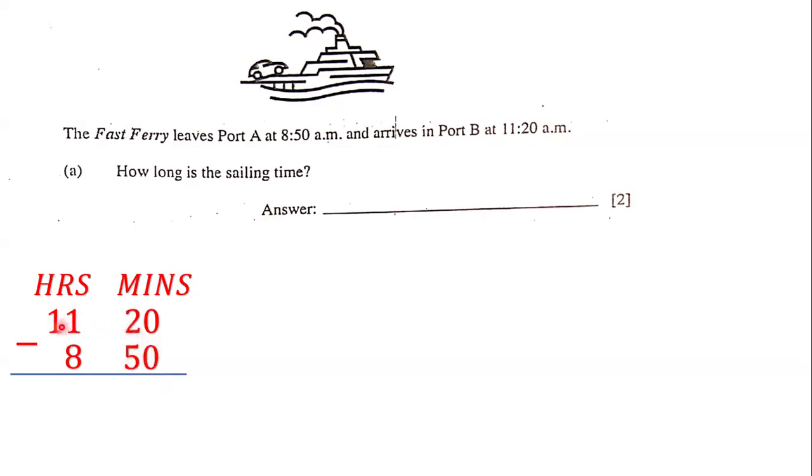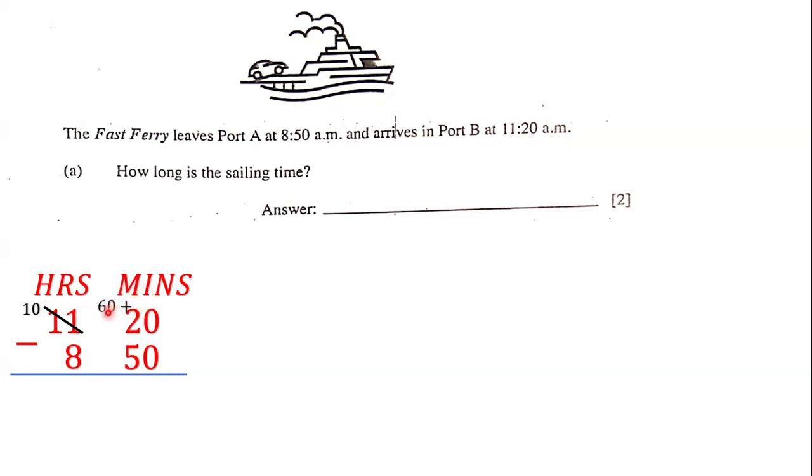And so we have to go over to the hour side, and we have to borrow a whole hour. So when we take away 1 hour from 11, that gives us 10 hours. And we're going to take that 1 hour and bring it over to the minute side. But remember, we are borrowing a whole hour. And so when we bring that over to the minute side, that actually becomes 60 minutes. Because again, we are borrowing a whole hour, and that hour needs to be expressed in terms of minutes. And that hour is 60 minutes.